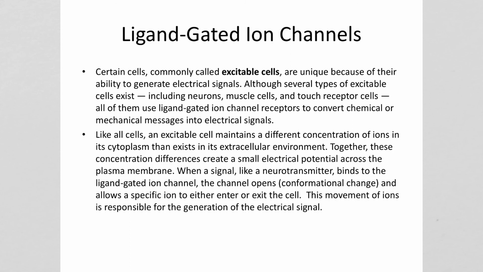So what ends up happening with ligand-gated ion channels is that a neurotransmitter will bind to the receptor, the ligand-gated ion channel receptor. It will cause it to go through a conformational change. That change typically causes the channel to open, and it allows the movement of some charged ion into or out of the cell, thus generating an electrical signal. Because remember, an electrical signal is simply the flow of some positive particle.